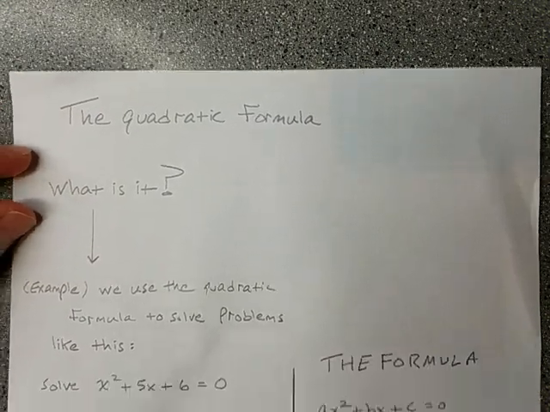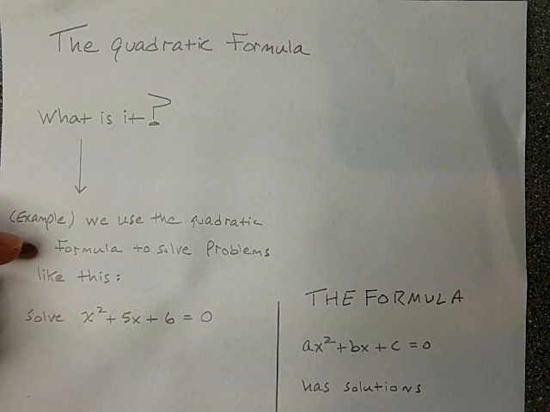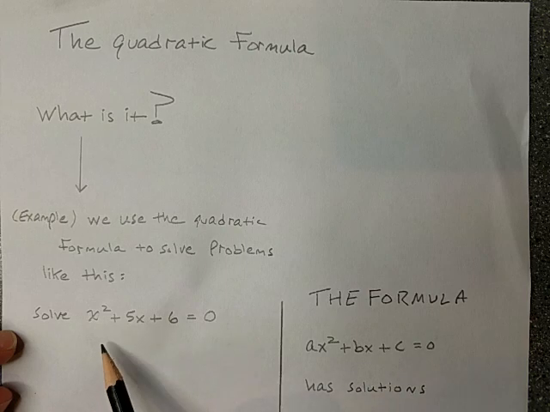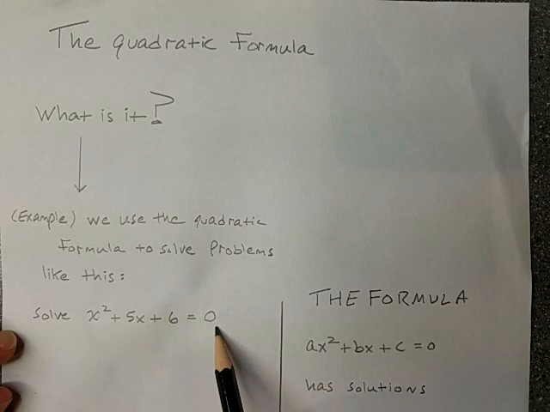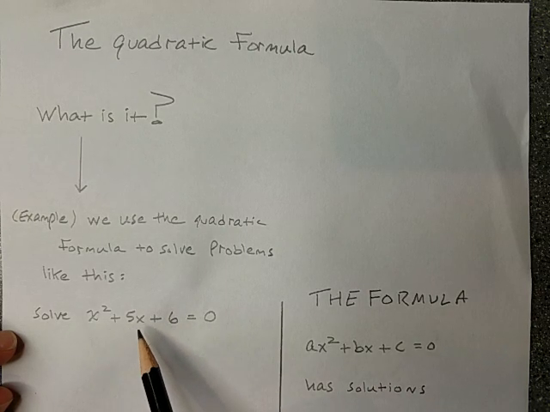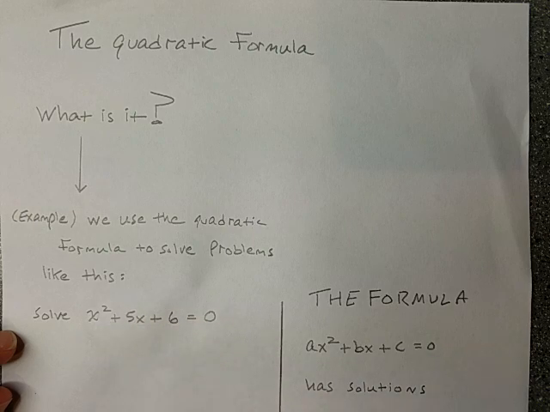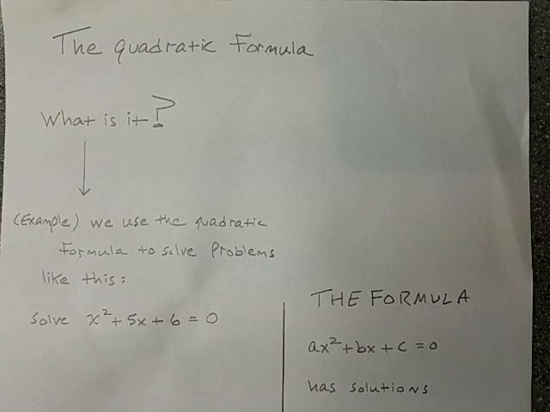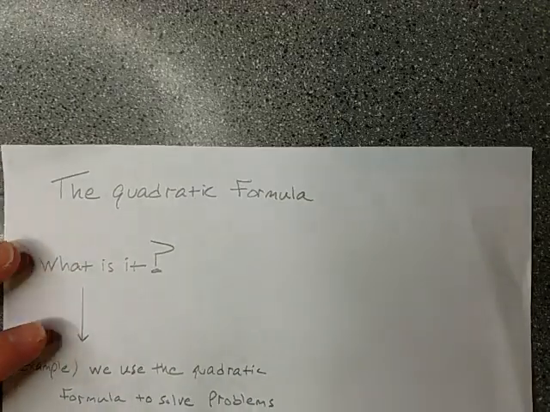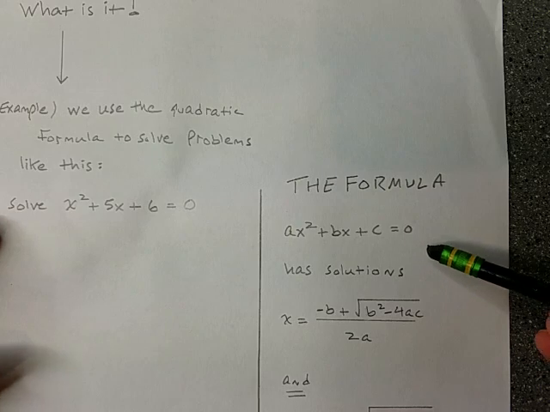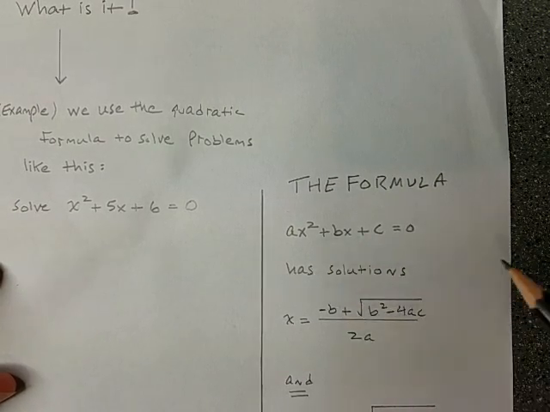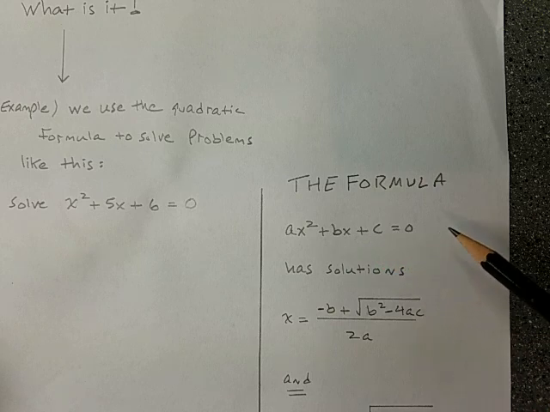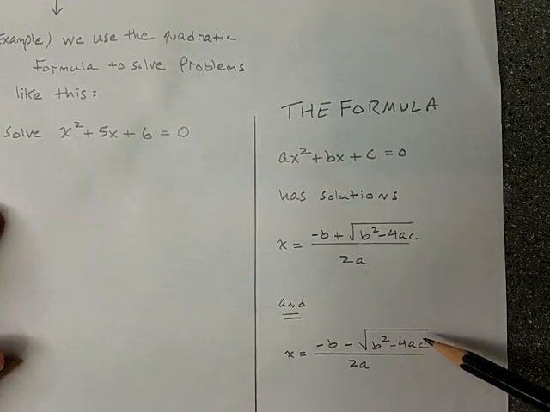First, what is it? We use the quadratic formula to solve problems that look like that. So this one says x squared plus 5x plus 6 is 0. Tell me what the x needs to be to make this statement true. Now the formula that's going to give us the answers to this is called the quadratic formula, and it looks like this. You solve the equation ax squared plus bx plus c equals 0 by these formulas.